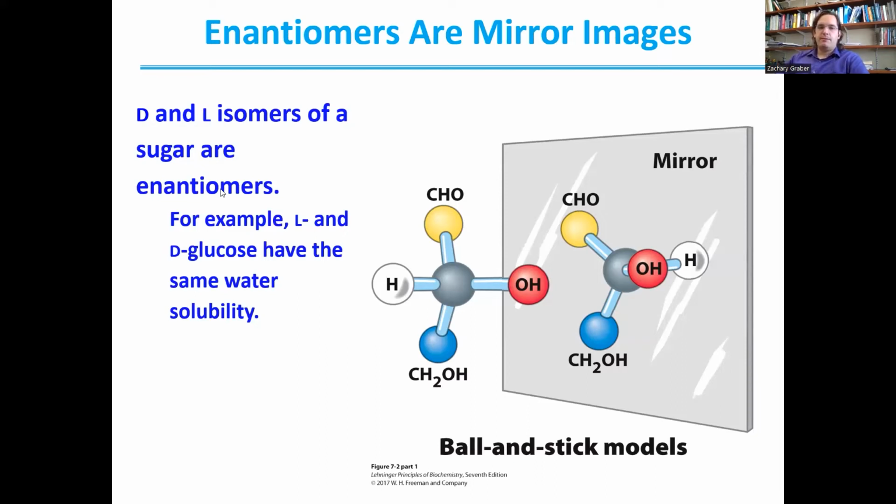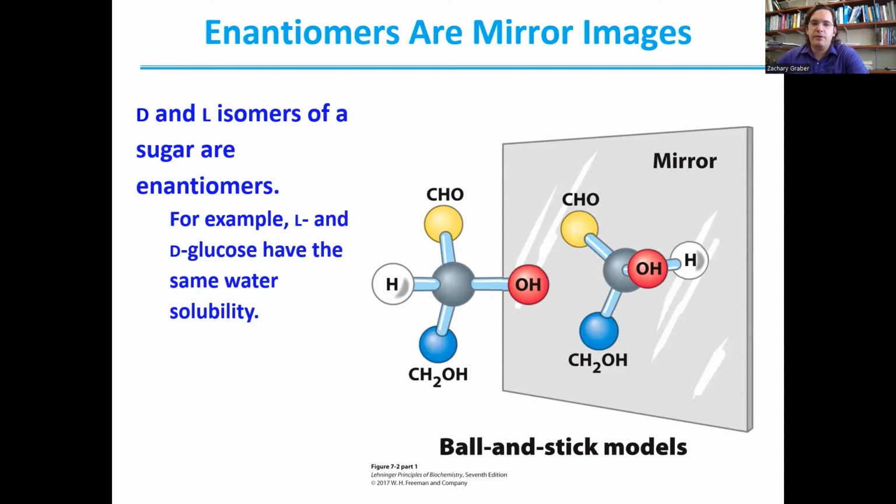So our D and L isomers for any given sugar will have exactly the same structure, but mirrored. And so they'll also have very similar physical properties, right? So D and L glucose both have the same water solubility, but they actually behave very differently in the body, right? Because they have different shapes that would change how they interact with other biological molecules. In the case of glucose, this actually means that L-glucose can't be used by the body as a fuel source, while D-glucose can.